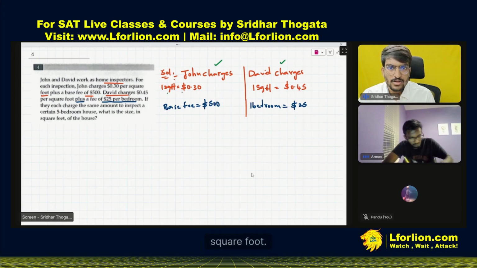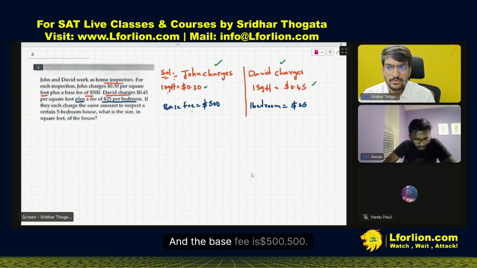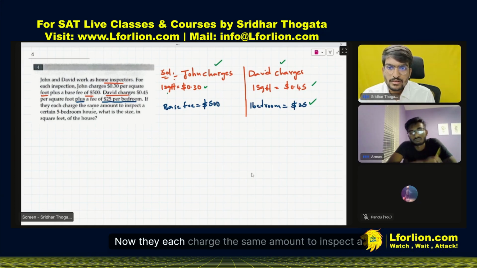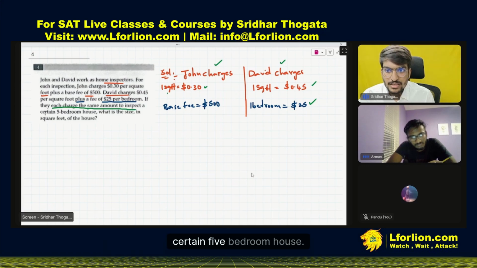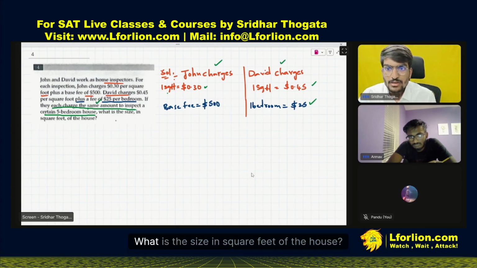For 1 square foot, this is the amount for John. For 1 square foot, this is the amount for David. And the base fee is $500. And here there is no base fee for David. It is a bedroom cost. 1 bedroom equals to $25. Now, they each charge the same amount to inspect a certain 5-bedroom house. What does that mean? For a 5-bedroom house, they are charging the same amount. What is the size in square feet of the house?